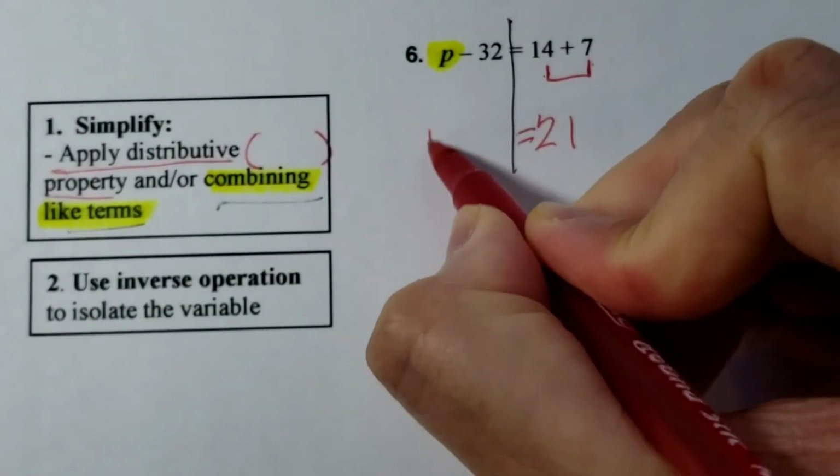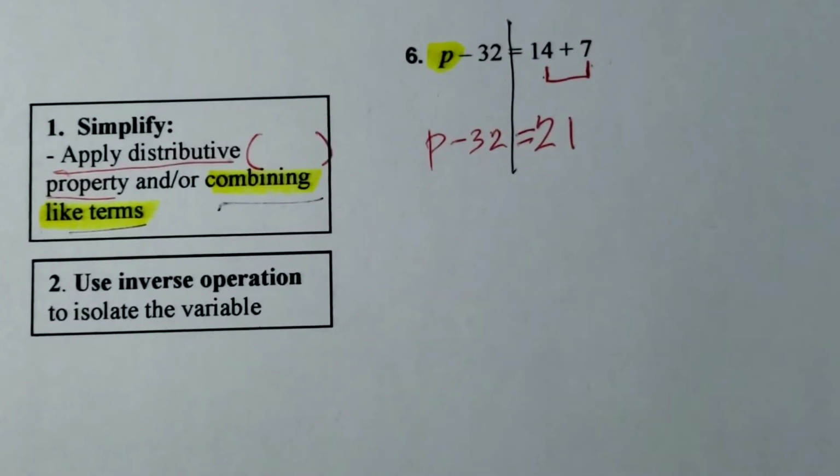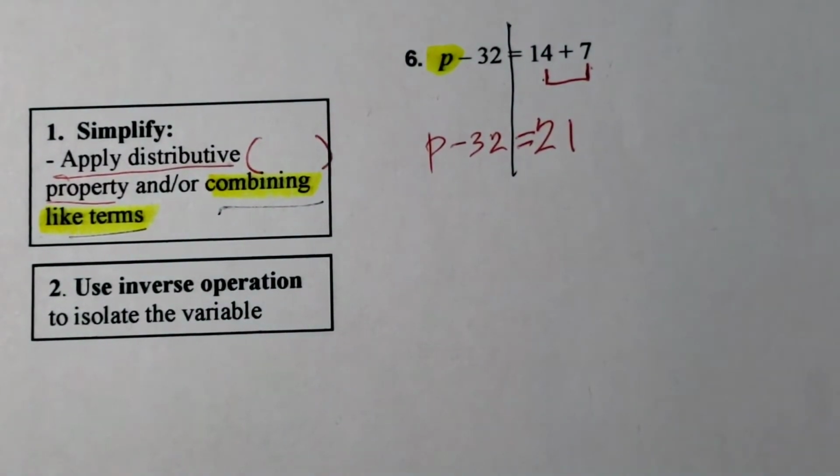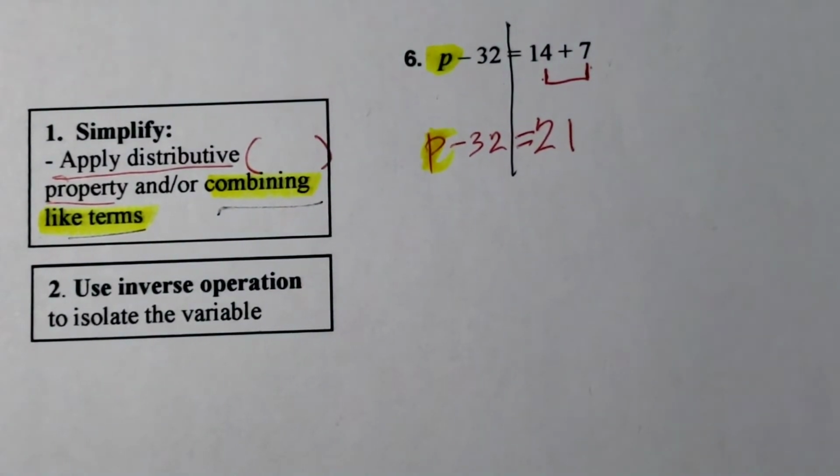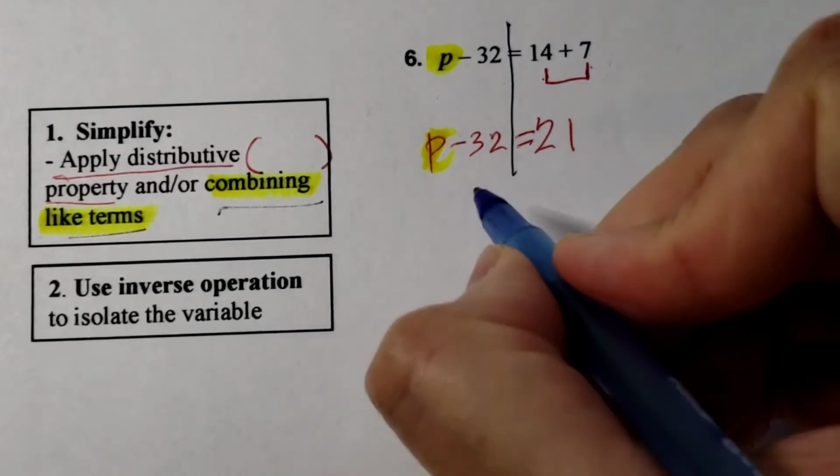Copy the equal sign and copy the rest of the problem. Now we can solve for p. So p minus 32 equals 21. Undo minus 32 by adding 32.